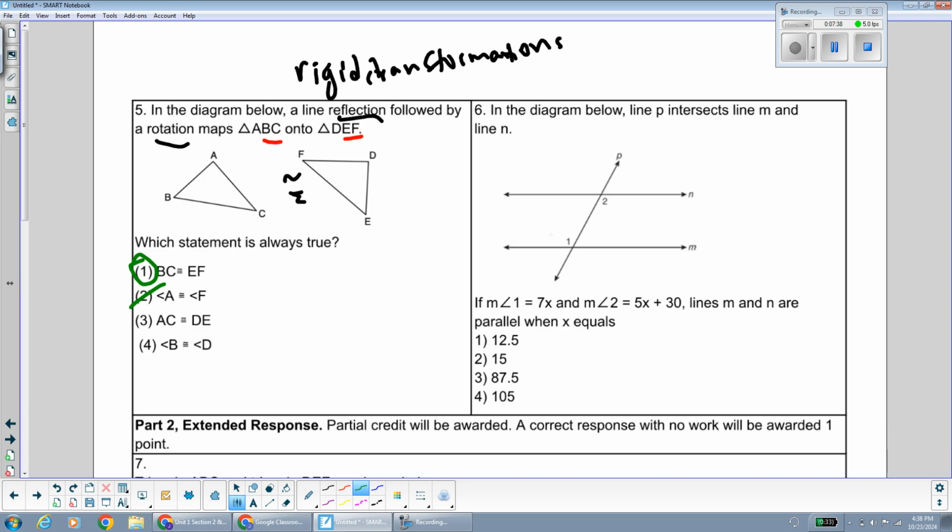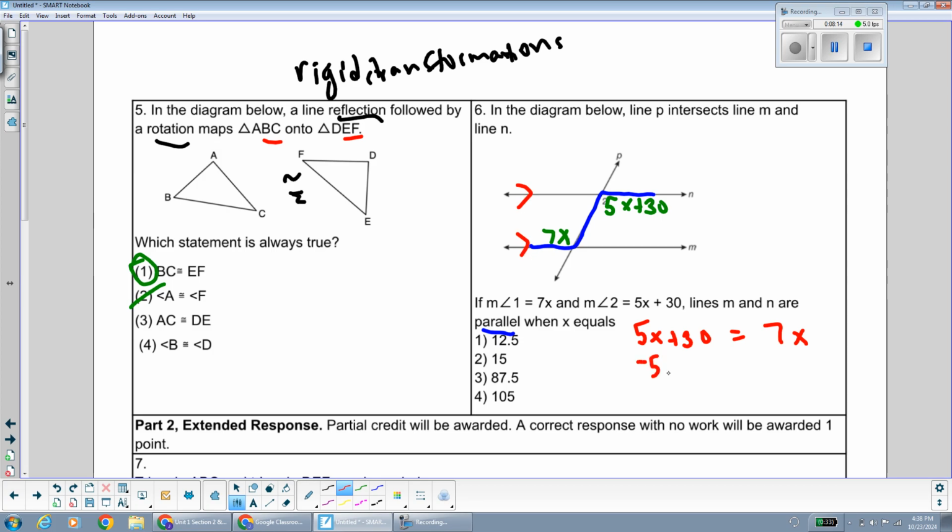Over here, angle 1 is 7x. Angle 2 is 5x plus 30. If I highlight the lines and the transversal, you could see that letter Z. These are alternate interior angles. They're within the lines on different sides of the transversal. And it's asking when the lines will be parallel. So if the alternate interior angles are congruent, if they're equal to each other, if this is equal to that, that will ensure that the lines are parallel.